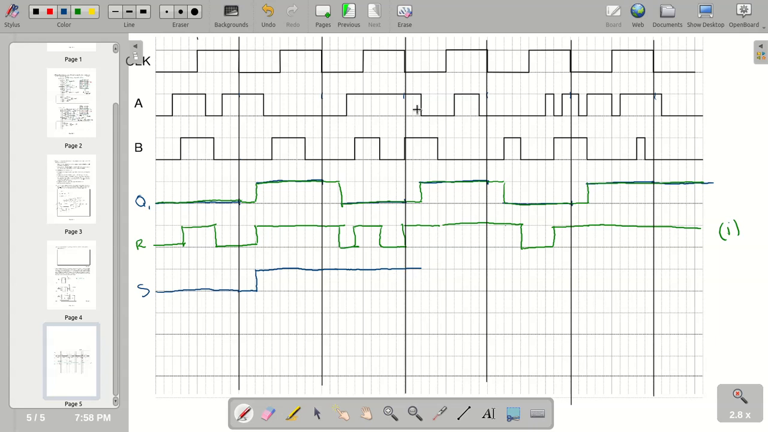J is high, K is low, so it remains the same. And then here, low, low, so it remains the same. Then here, J is high, K is high, so it's toggle state. Toggle state means it changes whatever it was. If it was high, it goes low, and then stays the same. And then what do we have here? J is high, K is low. That means it's set. It goes high, and that is S. Okay, right, so S is done.